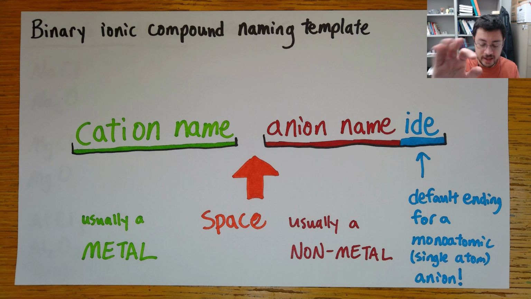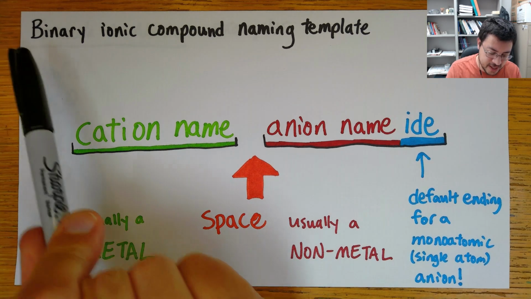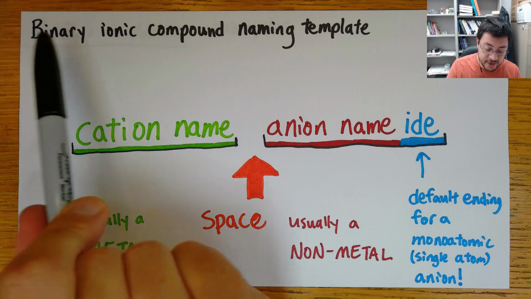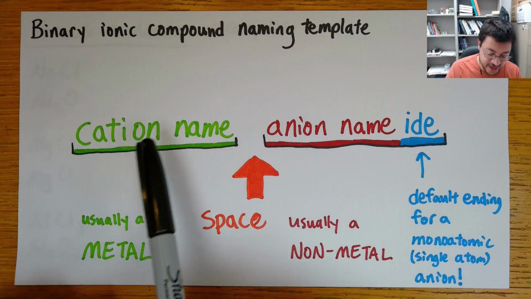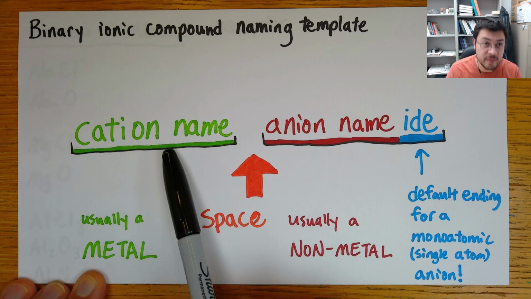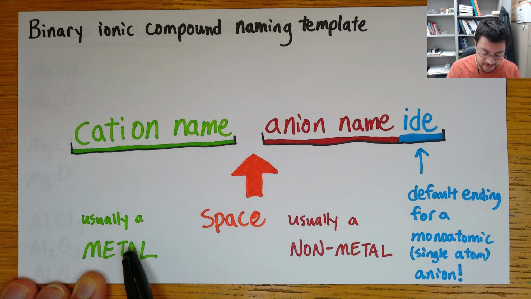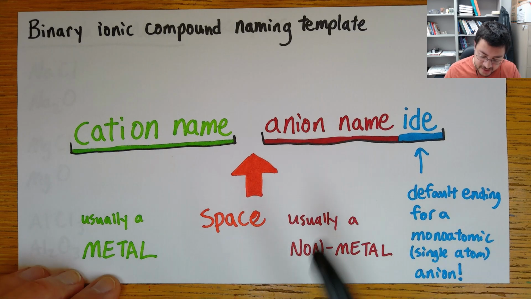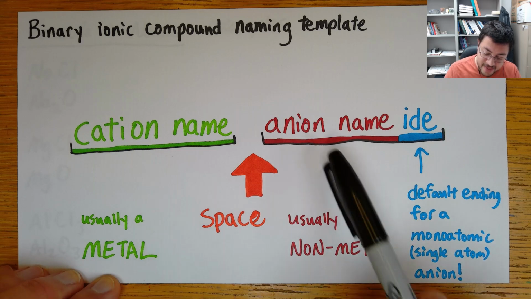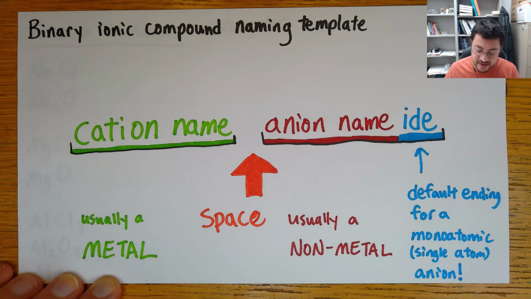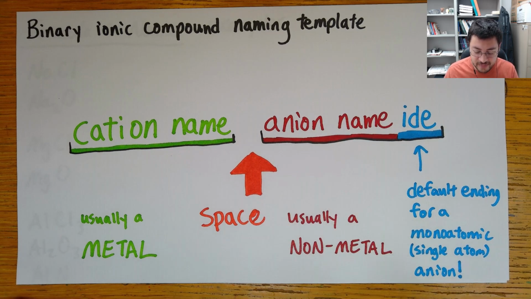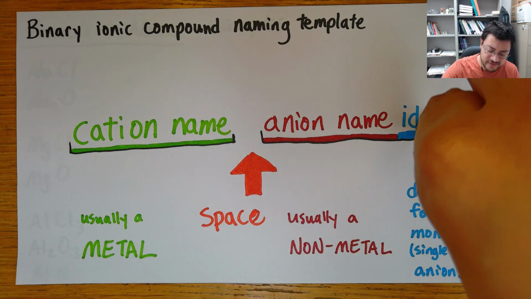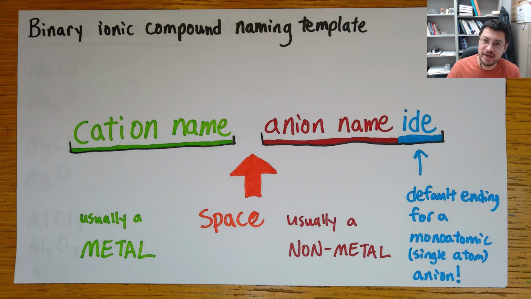Here is our template for naming binary, meaning 2 elements, binary ionic compounds. You're going to have your cation name, a name straight from the periodic table, and that's usually going to be a metal. Put a space, and then your anion name, that's usually going to be your nonmetal. But for that nonmetal, you have to end it in -ide. That's going to be your default ending for the anion name. So we don't say sodium chlorine, we say sodium chloride. This should remind you of naming molecules where -ide was that default ending.